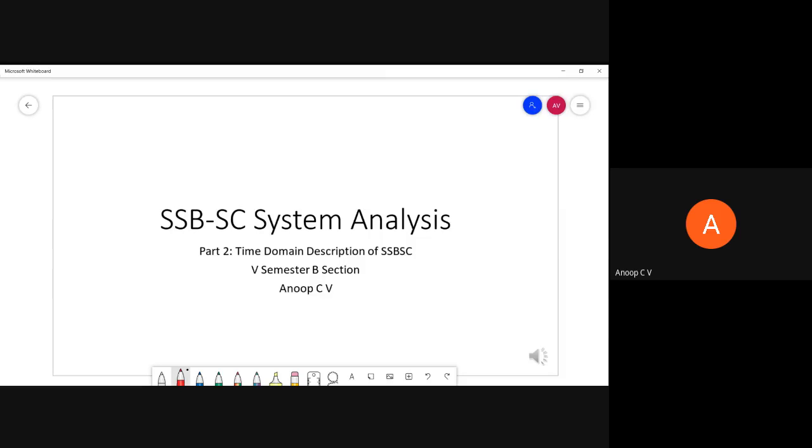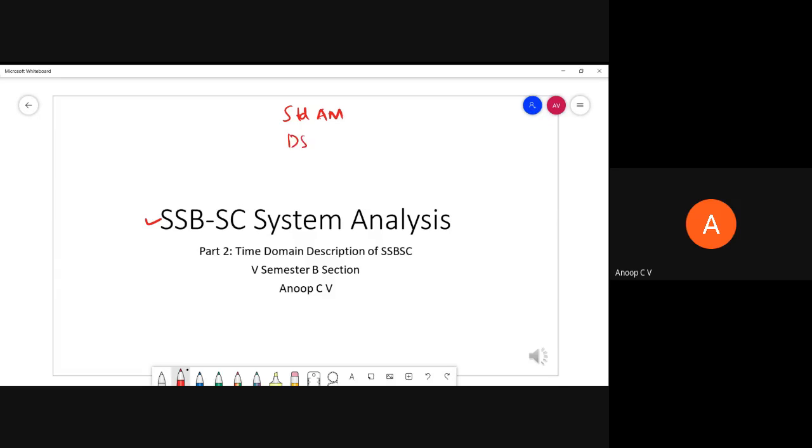So in today's session, we will be discussing the time domain description of SSB SC system. So what was SSB SC? SSB SC was single sideband with suppressed carrier. We have initially studied standard AM. Standard AM had the carrier within it and two sidebands, so power wastage was there.